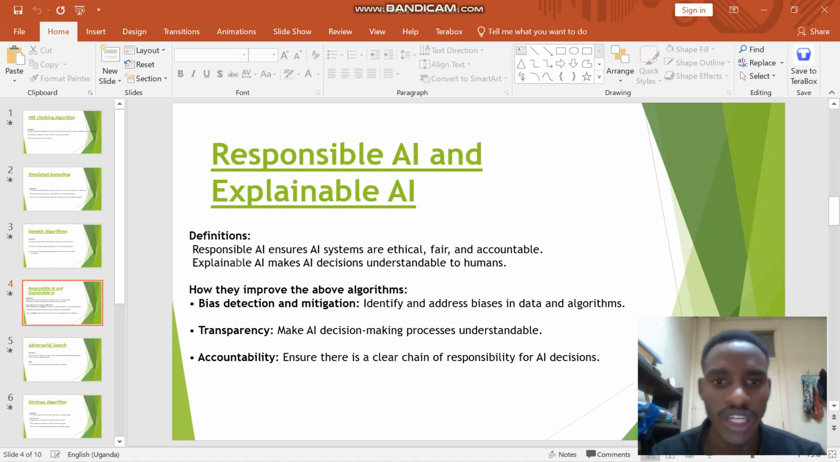Then we have responsible AI and explainable AI. Responsible AI ensures that AI systems are ethical, fair, and accountable. Explainable AI makes decisions understandable to humans. These two improve the algorithms previously discussed in this way. There is bias detection and mitigation, which is identifying and addressing biases in data and algorithms. There's also transparency, where AI makes the decision making process understandable. And we have accountability, ensuring that there is a clear chain of responsibility for AI decisions.